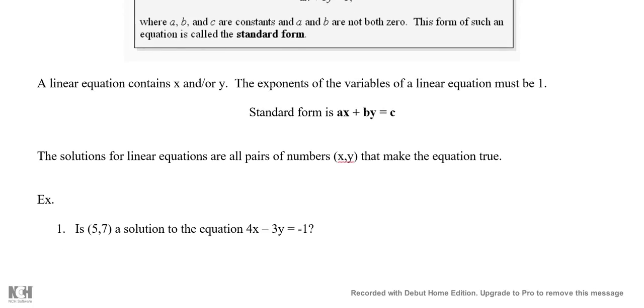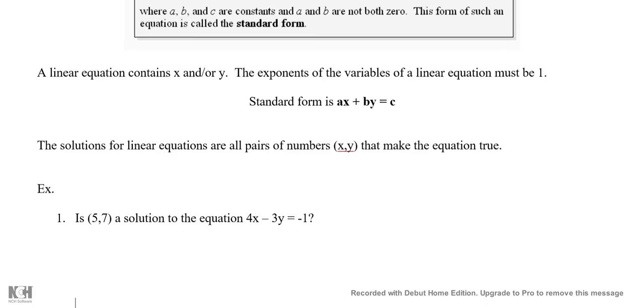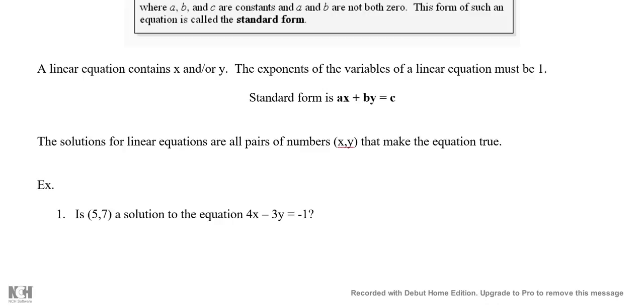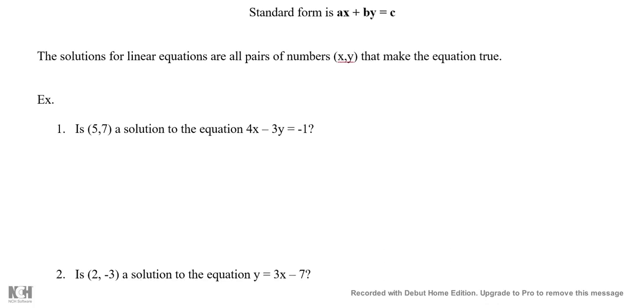Standard form contains x and or y, not necessarily both. It could be both, but it has to have one or the other. And the exponents or the powers on your x and y must be 1. The solutions for any linear equation are all pairs of numbers x comma y that make the equation true.